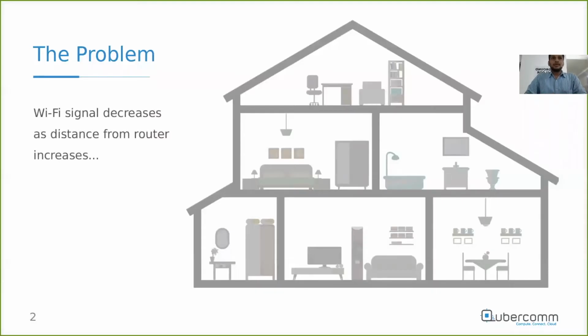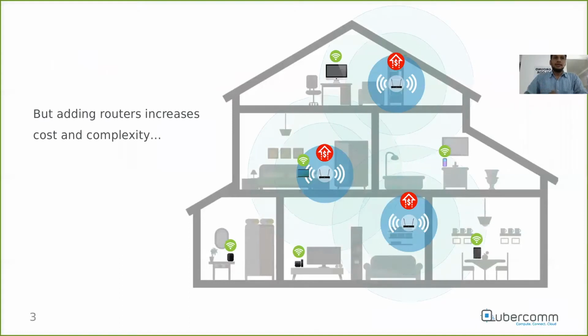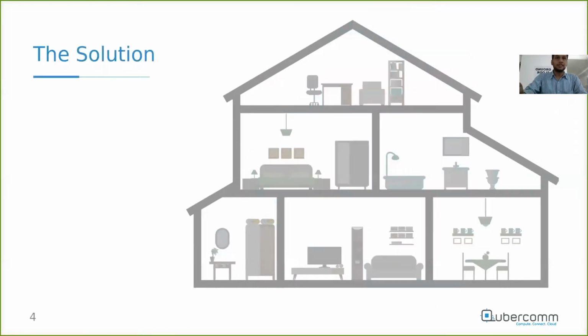The problem we're looking at is in your home, the Wi-Fi signal decreases as the distance from the router increases. So how do you solve this problem? Adding routers to each place which needs extra coverage increases cost and complexity.